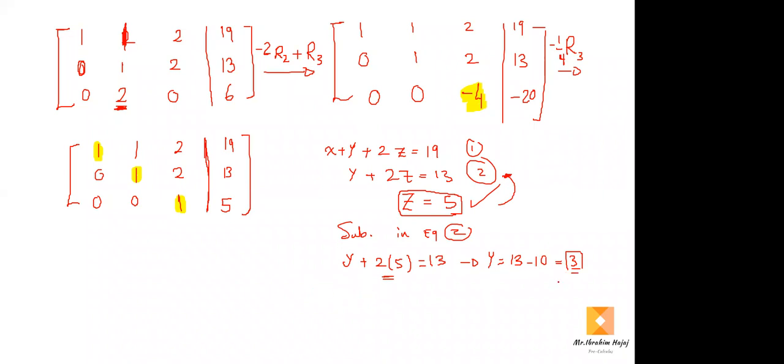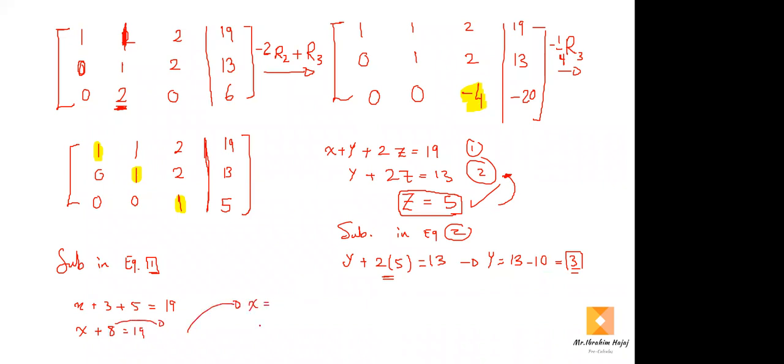When you know y is 3 and z is 5, you can find x from the first equation. Substituting in equation 1: x plus 3 plus 5 is equal to 19, so x plus 8 equals 19. Take this 8 to the other side to get x.